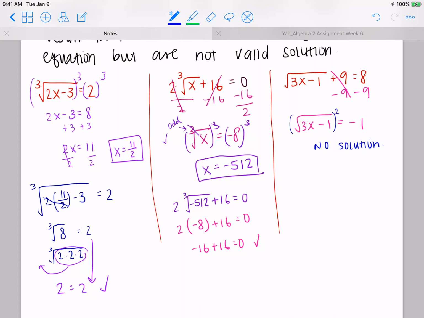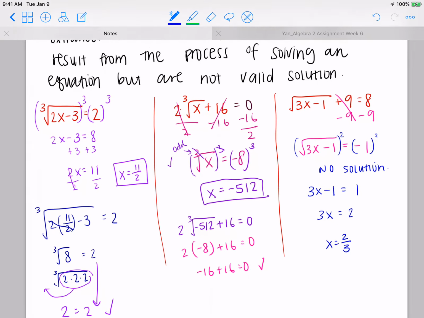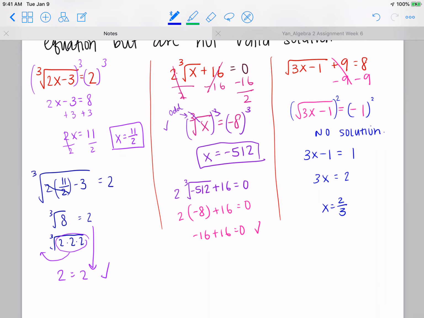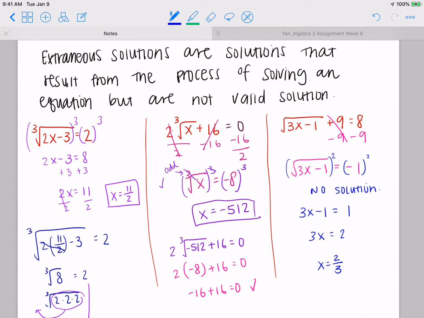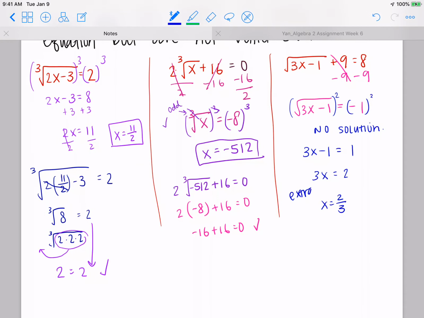Okay, so I'm going to square both sides. We have 3x minus 1 equals 1. 3x equals 2. x equals 2/3. Okay, so this is not valid, but it's just one of the extraneous solutions. Extraneous solution. But our real solution is no solution.